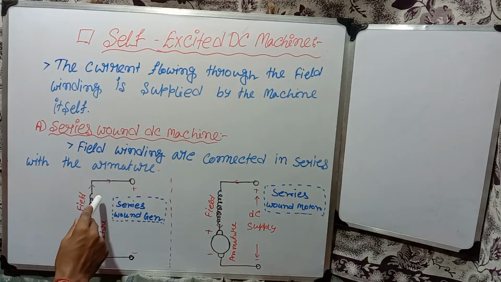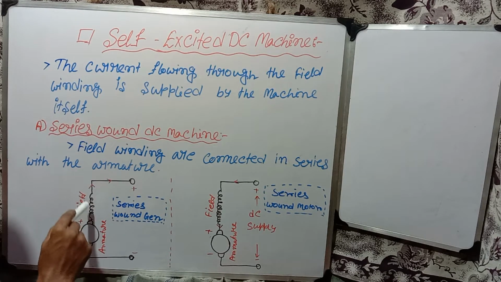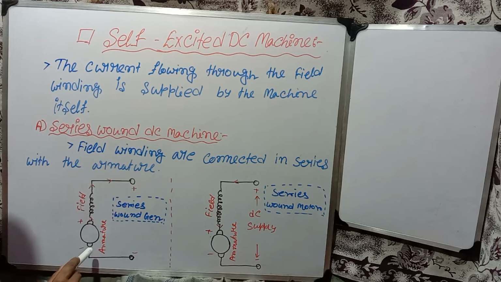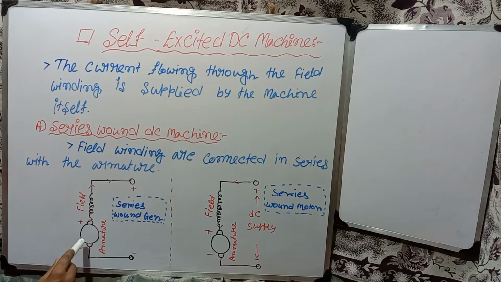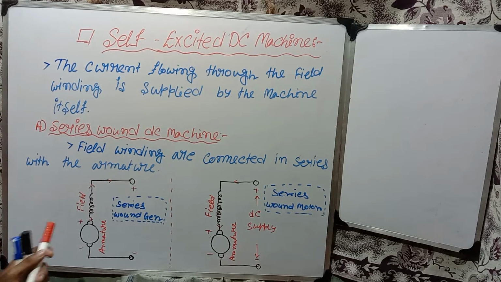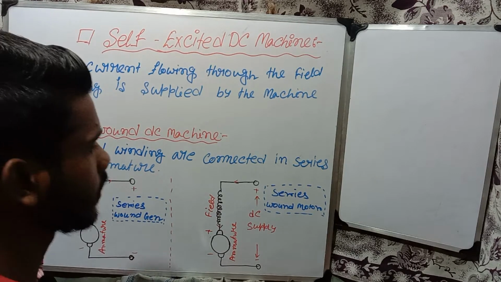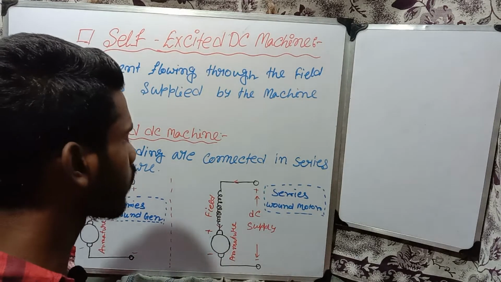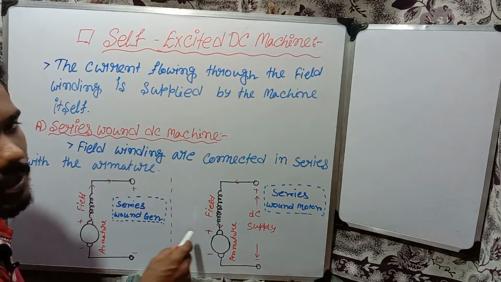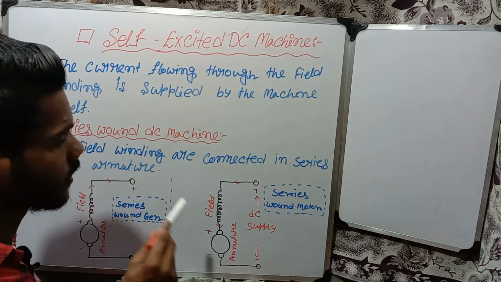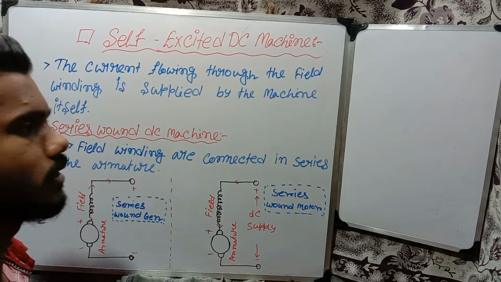From this diagram we can see this field is connected in series with the armature. We can see in this diagram the armature and field are both connected in series with each other. Okay, that's why we call this a series wound DC generator. Also we can see in the series wound DC motor diagram the field and the armature are both connected in series. So we can call this a series wound DC machine.